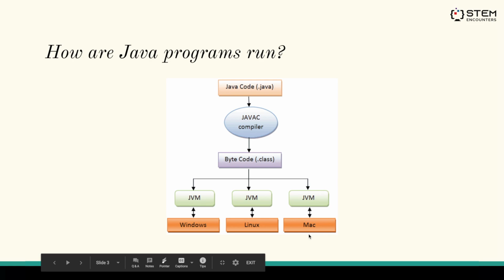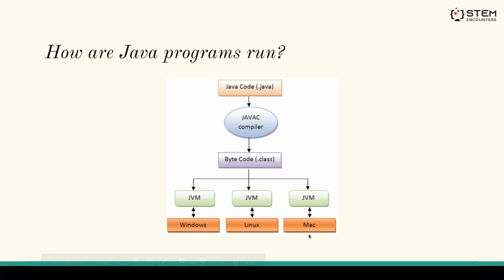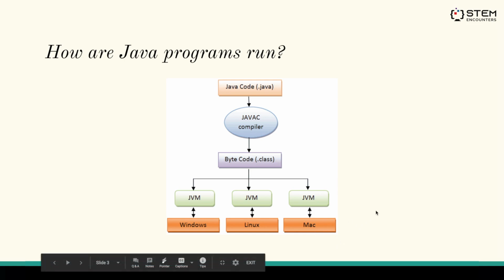So this is just what I basically just said. You start with the Java code and you have the compiler that compiles it into bytecode, and the JVM specific to your operating system or your platform will execute the code, and it will show what the program was supposed to do.